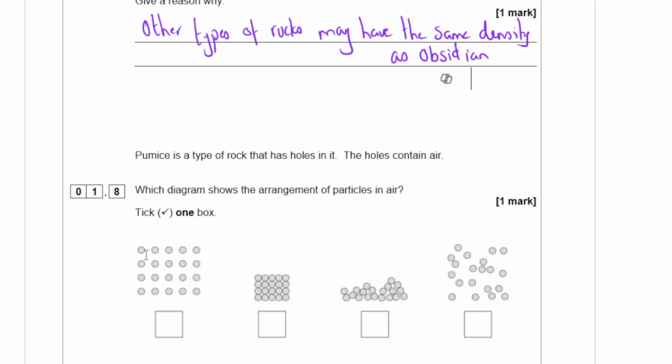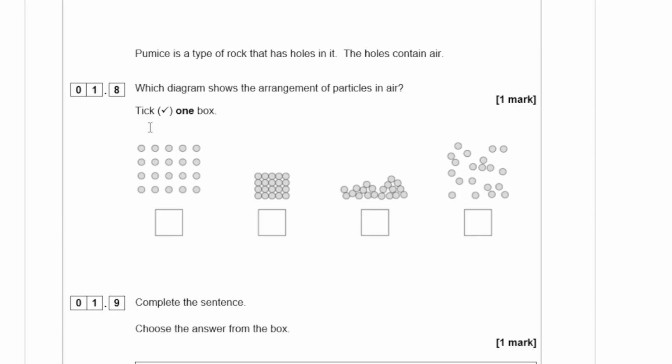Pumice is a type of rock that has holes in it. The holes contain air. Tick one box to show which diagram shows the arrangement of particles in air. Now, in air, they're separate or further away from each other, but they're not in regular arrangement, so it has to be this. This is actually the solid, and that's liquid, and this is gas.